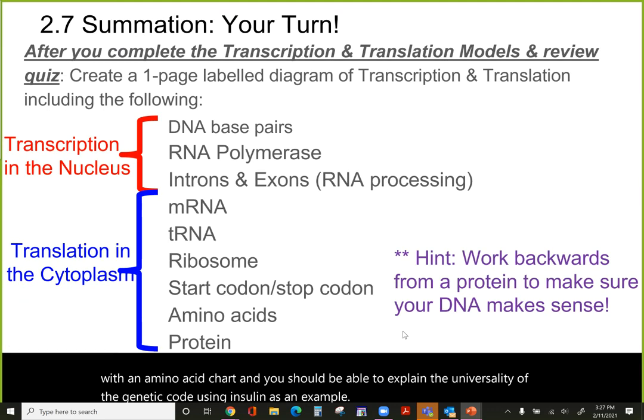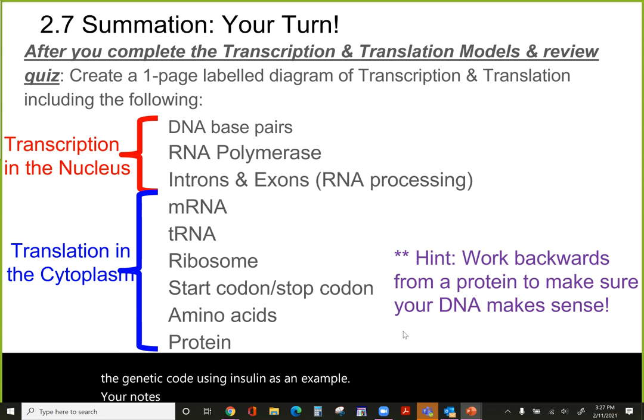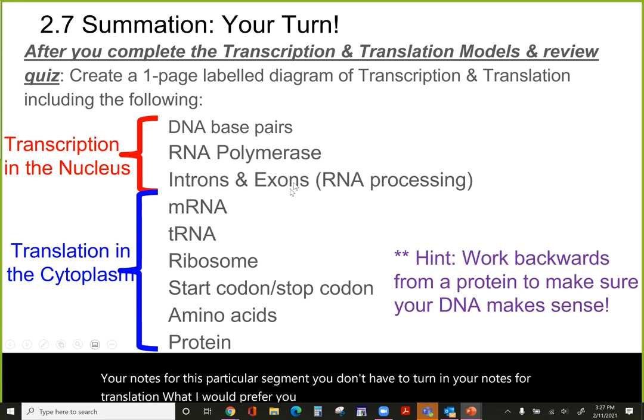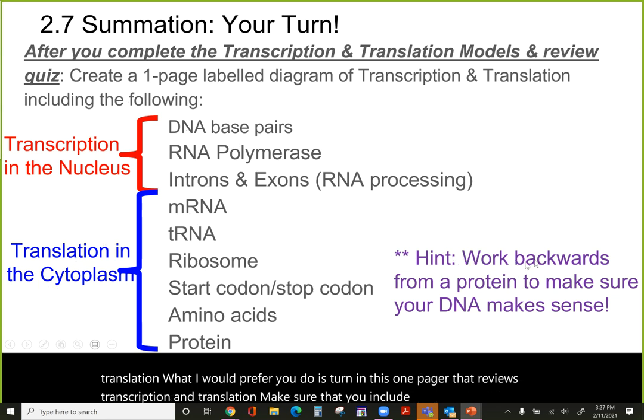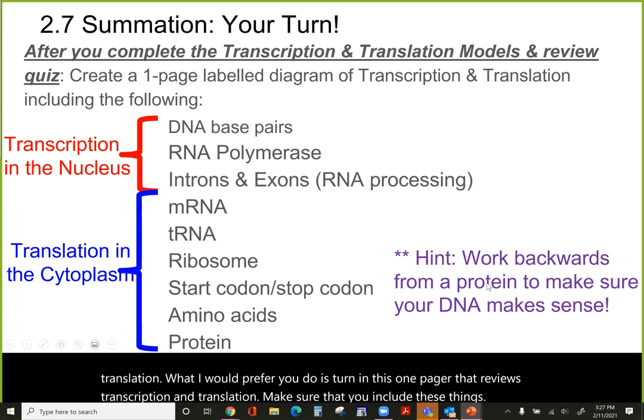So, your notes for this particular segment. You don't have to turn in your notes for translation. What I would prefer you do is turn in this one-pager that reviews transcription and translation. Make sure that you include these things. My hint is to work backwards from a protein.